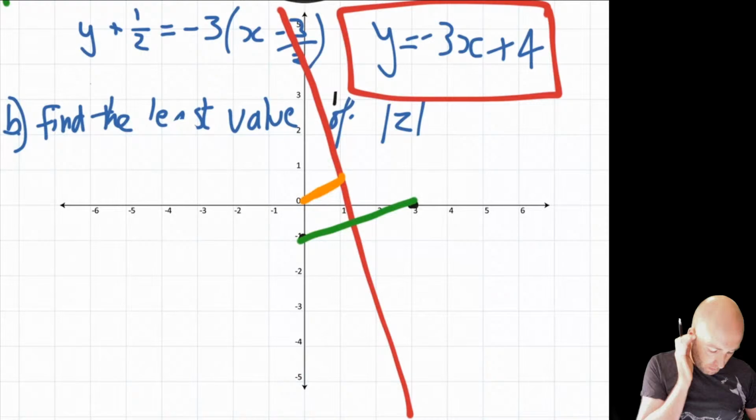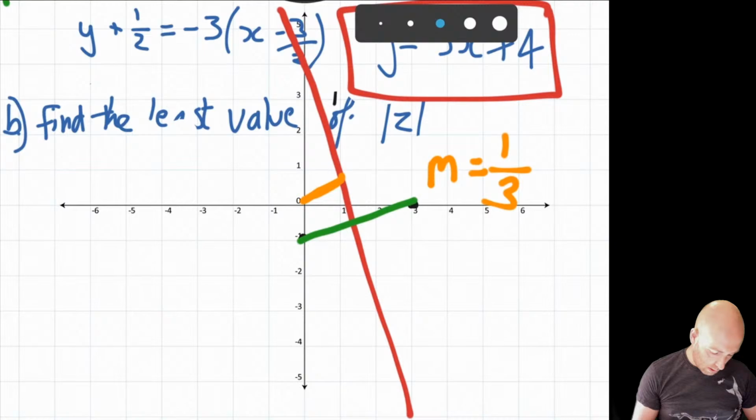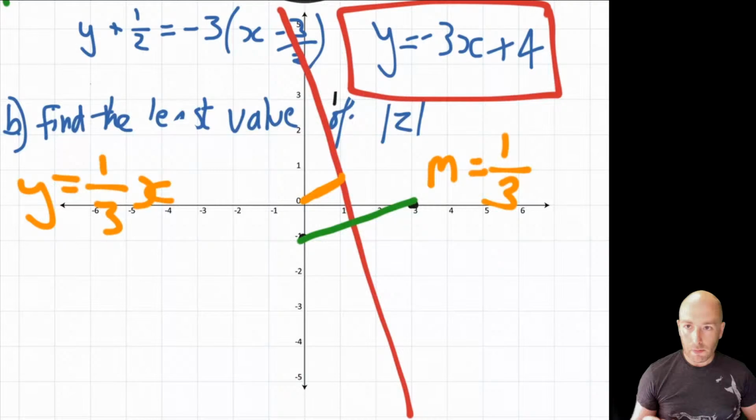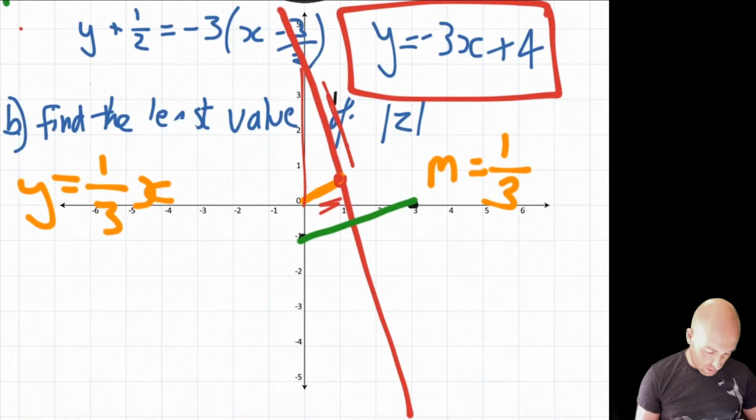Because they're parallel, we knew the gradient of both of these lines was a third. So the equation of the yellow line is going to be y equals a third x, because it intercepts at 0. If I solve y equals a third x with my line equation, I can find what this point is, and then we can use that point to find this length. We don't even need that, we just need the point and then we're done.